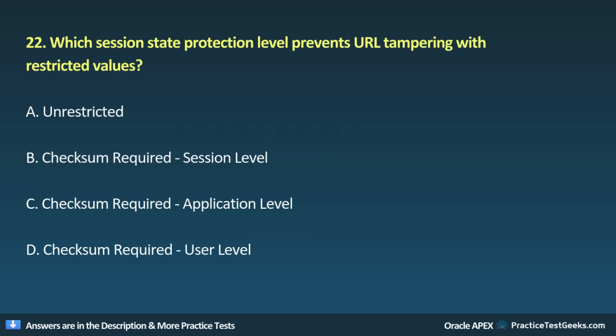22. Which session state protection level prevents URL tampering with restricted values? A. Unrestricted. B. Checksum required, session level. C. Checksum required, application level. D. Checksum required, user level.